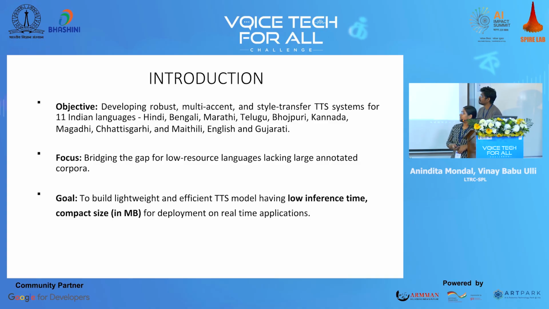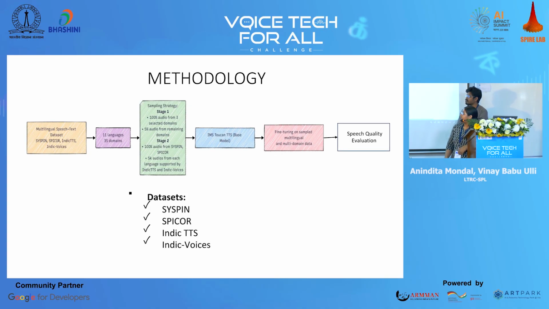So this is our overall methodology. The multilingual speech text dataset provided to us were the SISPIN and Spire dataset. Along with that, we included INDIC TTS and INDIC voices corpus. And so there were a total of 11 languages and 35 domains. Out of that, we sampled and filtered a few of the domains in round 1 and round 2, and then used the IMS token TTS base model and fine-tuned that model based on the sampled dataset, and then performed the speech quality evaluation. So first of all, we'll come to the dataset distribution.